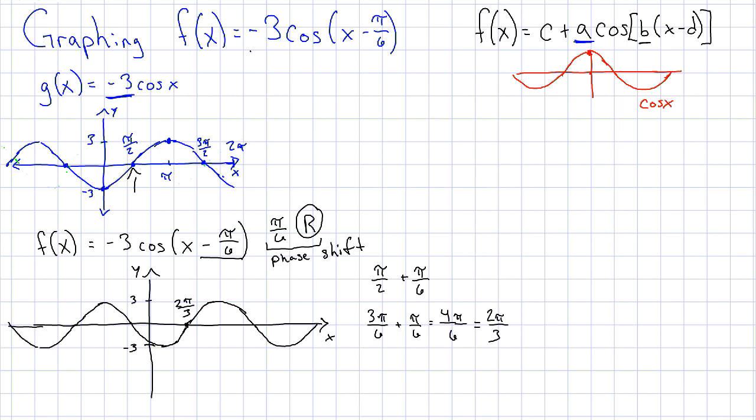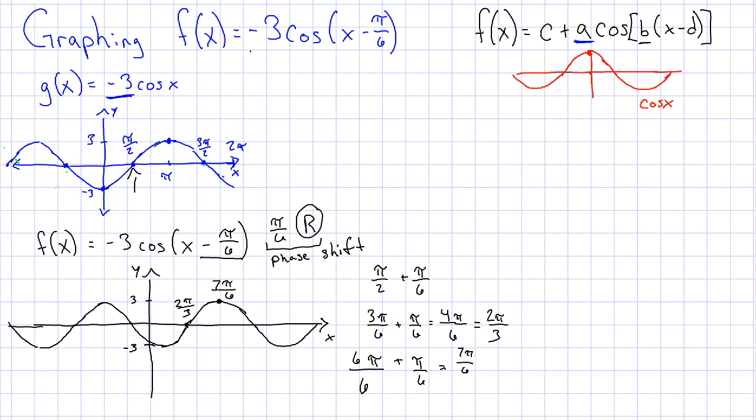And then what I'm looking for next is indicating some other points, right? So this peak here was at pi in my original function. Now it's pi over 6 to the right. So pi plus pi over 6. Well, pi is 6 pi over 6. And so what I end up with is 7 pi over 6. So I'm going to go ahead and label that point, 7 pi over 6.